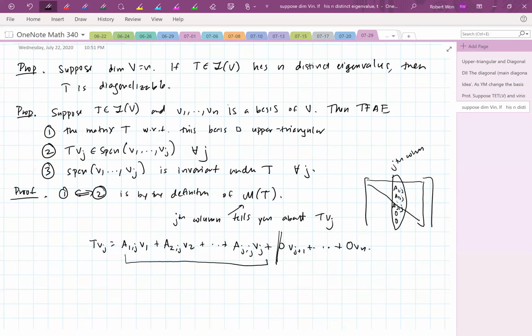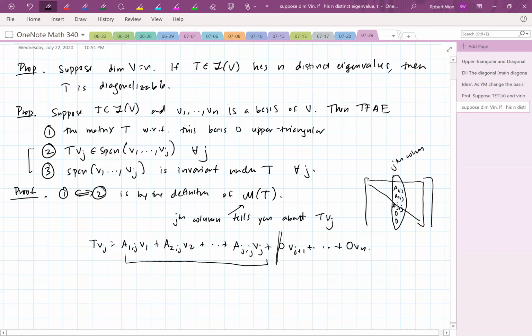Conversely, if for each Vj you can write T of Vj in terms of just the first j basis vectors, and you write down the definition, the matrix that you get will only populate the upper right triangle of the matrix. So this is really just by the definition of the matrix of the linear map. So I only need to show the equivalence of these two things.